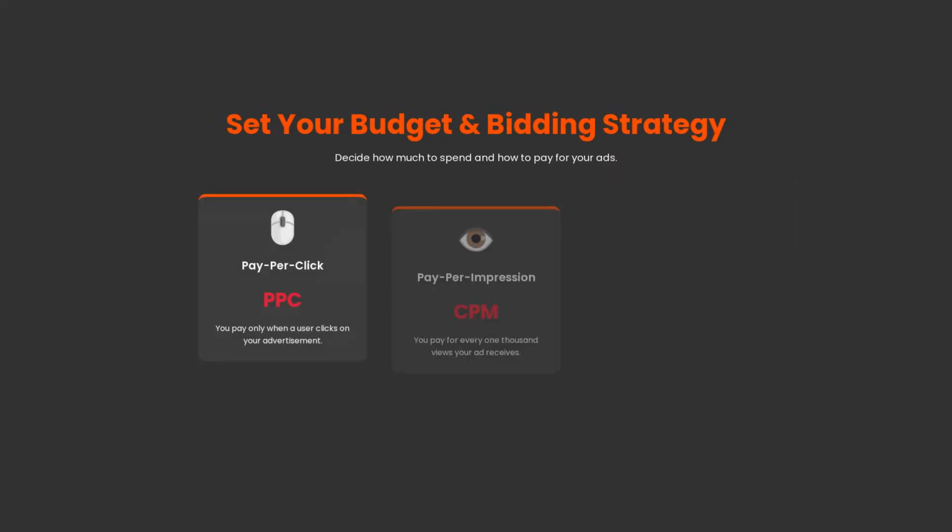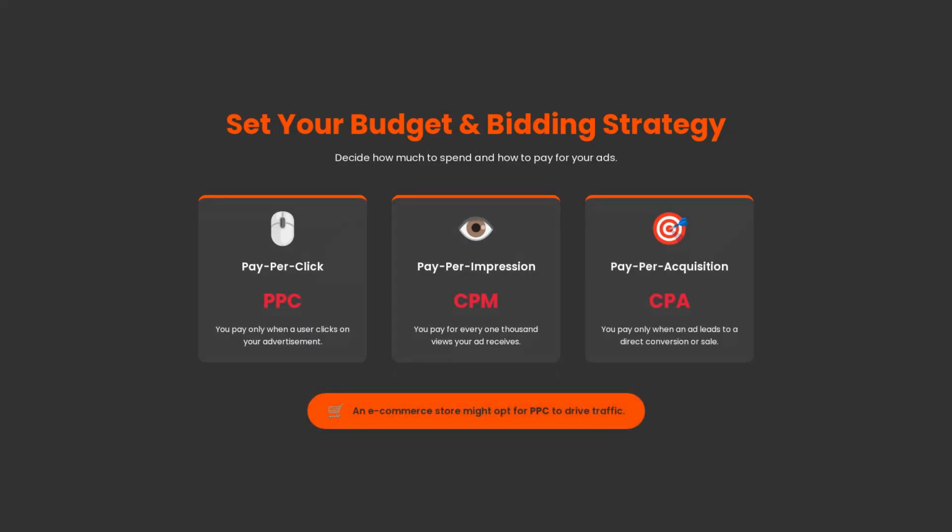Set your budget and bidding strategy. Decide how much to spend and choose how to pay: per click, per impression, or per acquisition. An e-commerce store might opt for PPC to drive traffic.